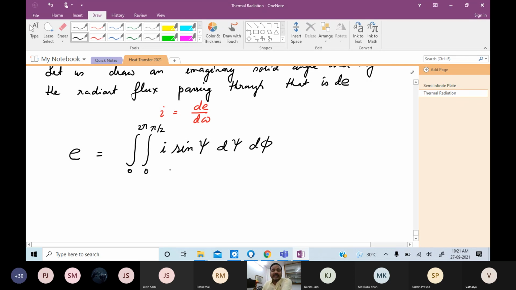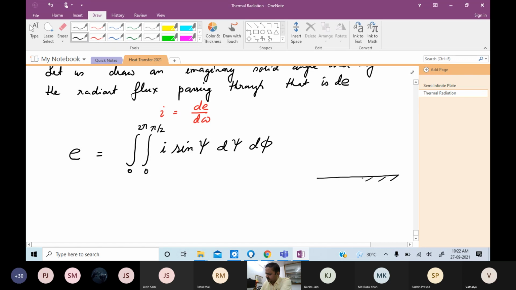Okay, now the question is, how do I know what is I? If you give me a psi and give me a phi, how do I know even what is I? Right? What is the intensity in a given direction? That's the question. And what about the directional dependence?